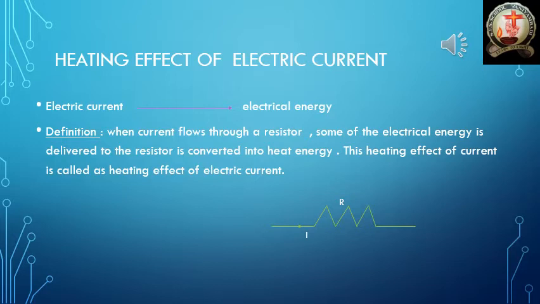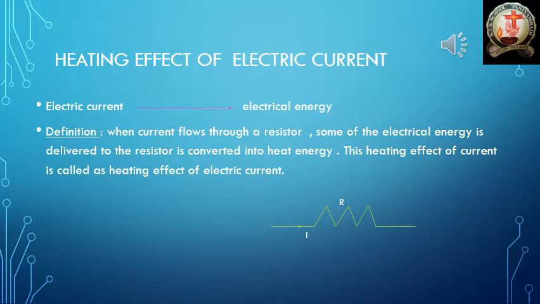See, when current flows through a resistor, I already told you, in the right side corner below, the resistor is there. That resistor's resistance is R, and that arrow mark indicates I. So that arrow mark is the current. When current is flowing through the resistor, at that time some electrical energy is delivered to the resistor.